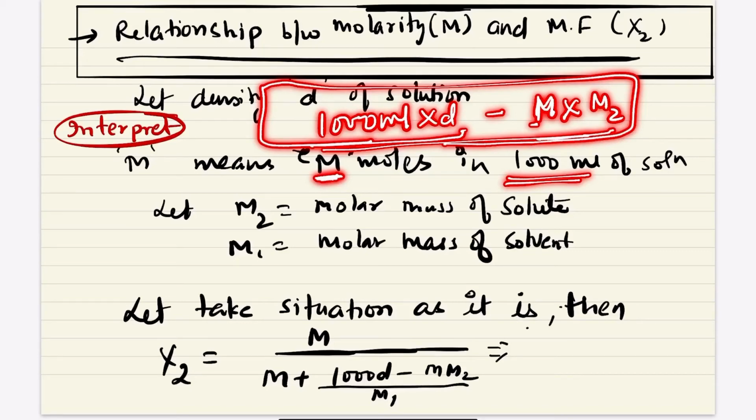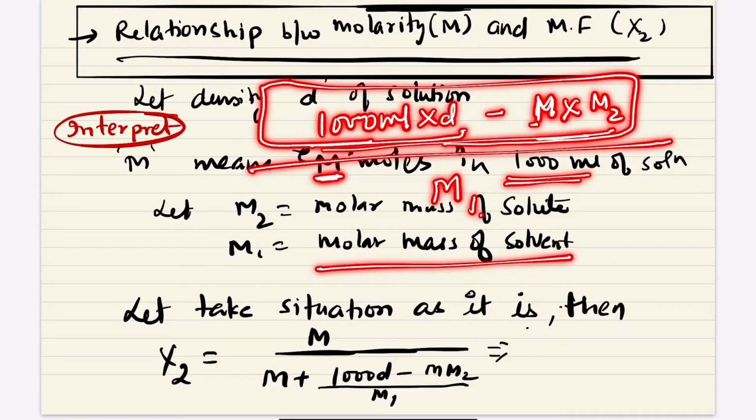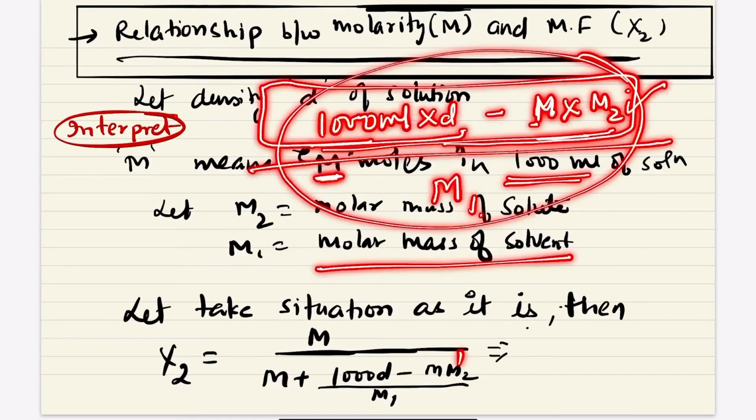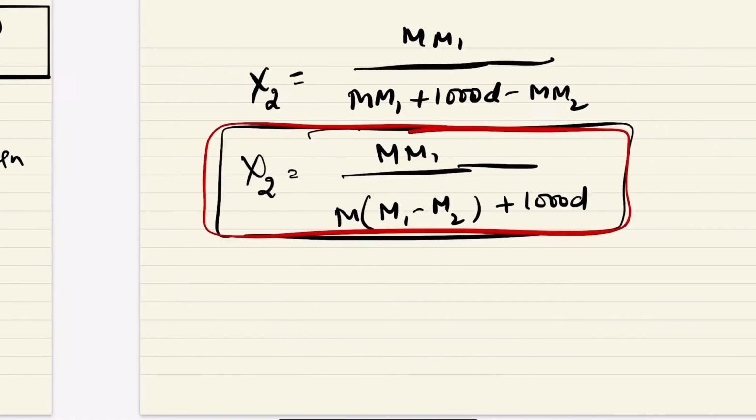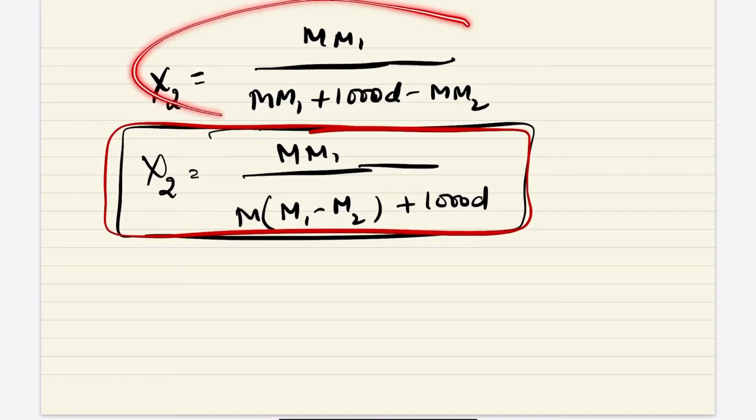और mass of solvent को molar mass में कैसे convert करेंगे? Mass को divide कर दो molar mass से, और molar mass of solvent कितना है, m1. Okay, so this is the number of moles of solvent. Okay, ये value आपने put कर दी. So mole fraction of solute comes out to be m divided by m plus 1000 d minus m into m2 by m1. And on solving this equation you will get this.